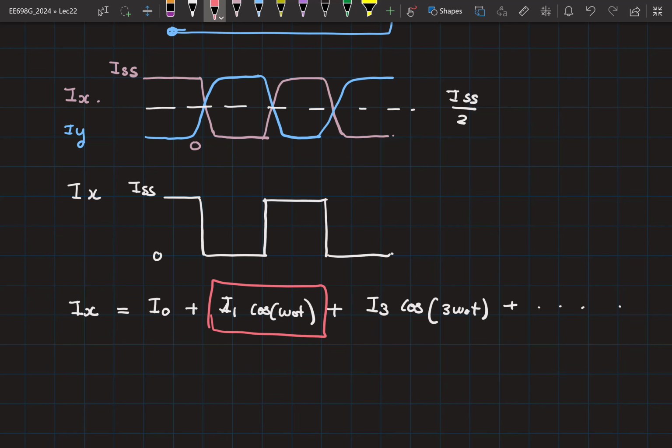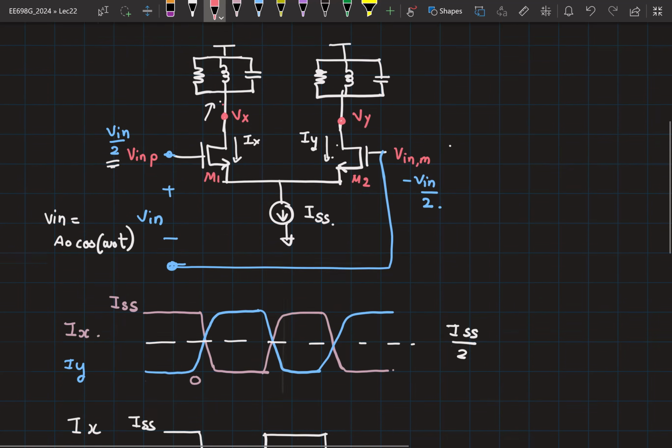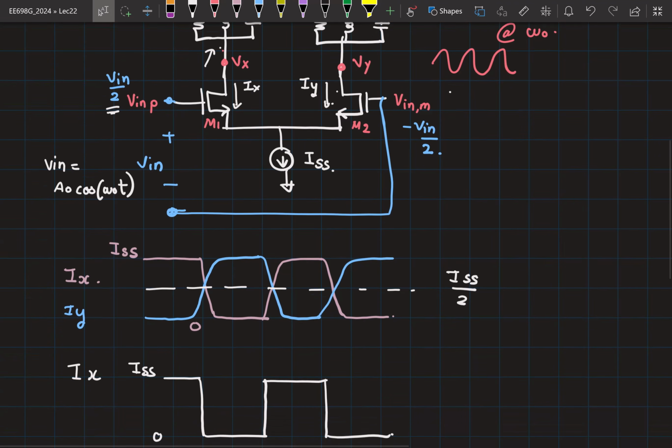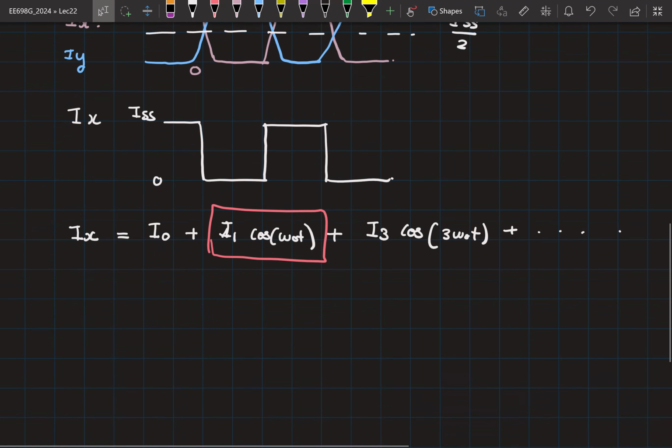The voltage output is a sinusoid, right? So if I give something like this, Vx and Vy are going to be sinusoidal waveforms at omega naught. So far okay? Now we can also calculate what is the amplitude of the sinusoidal waveform at the output.